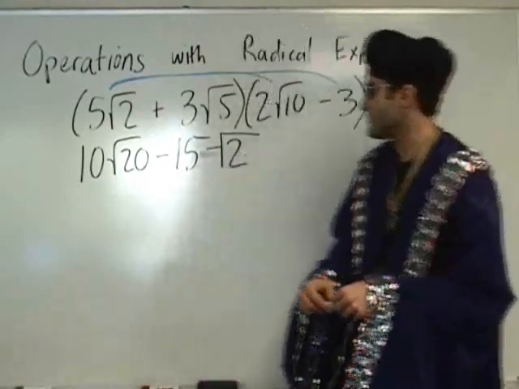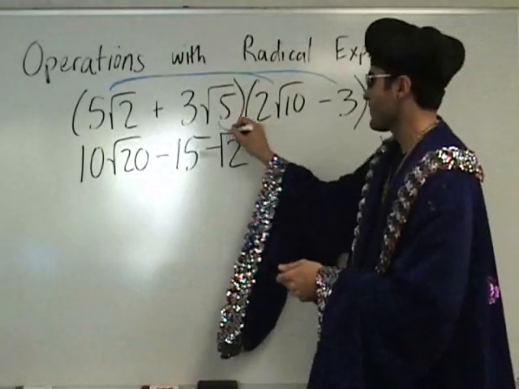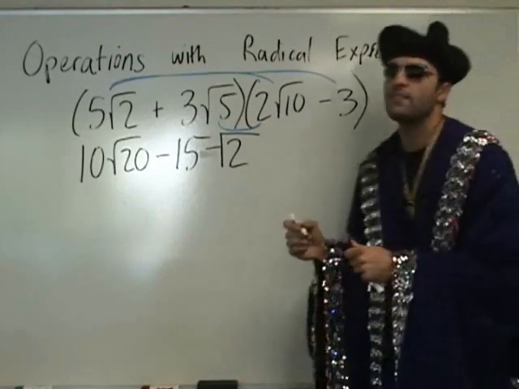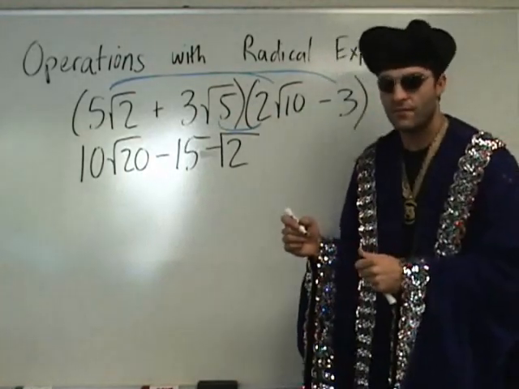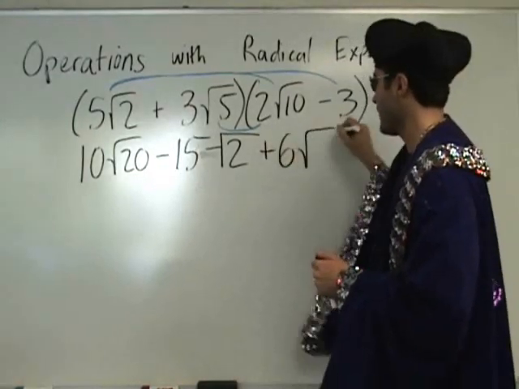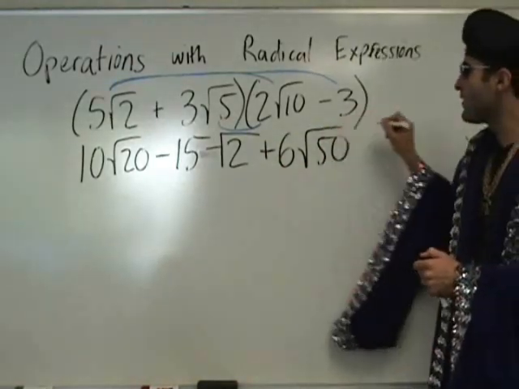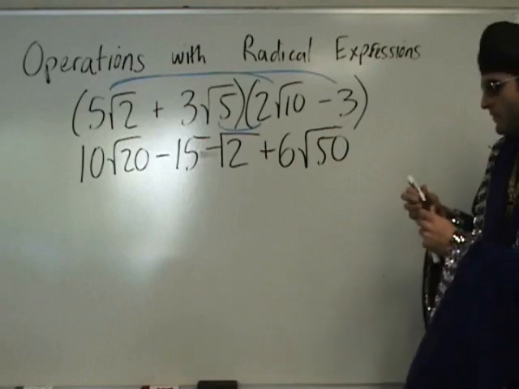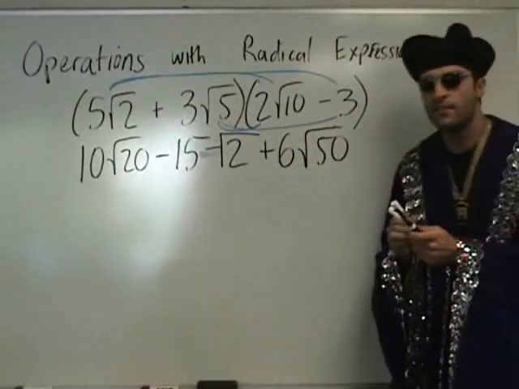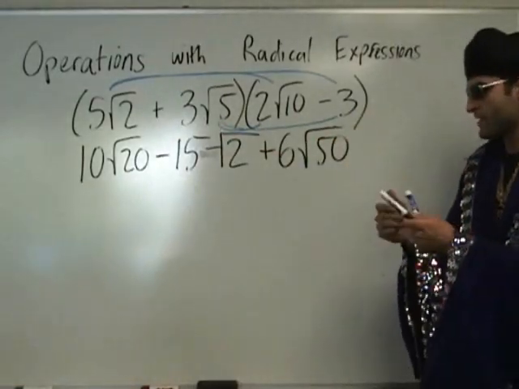Okay, go. 3 square root 5 times 2 square root 10, and that's going to be 6 square root 50. Good. One more, L. Minus 9 square root of 5. Minus 9 square root of 5.